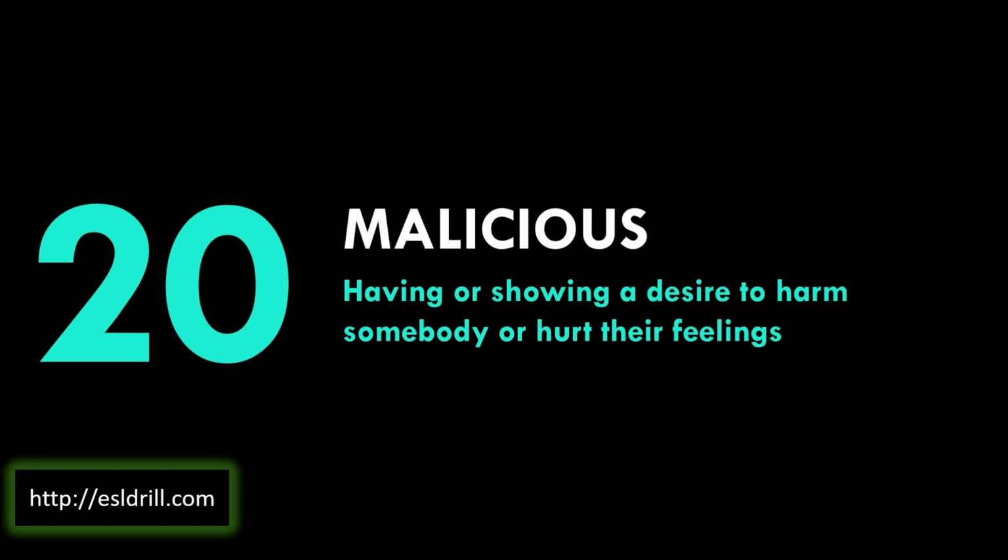Malicious. The meaning is having or showing a desire to harm somebody or hurt their feelings. Now some people deliberately do this. I mean, they plan and then do it, but some people do this as part of their nature. So they have a desire to harm other people. They show a desire to harm other people and hurt others' feelings. Now this is not good, so this is negative.